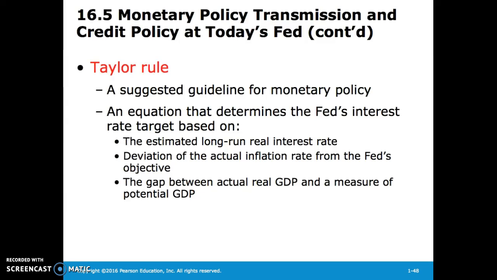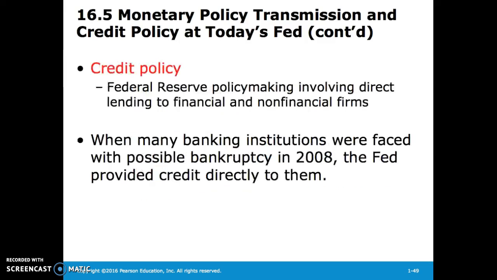It looks to determine the Fed's interest rate target by looking at the estimated long-run real interest rate, the deviation of the actual inflation rate from the Fed's objective, and the gap between actual real GDP and a measure of potential GDP. Credit policy is Federal Reserve policy making involving direct lending to financial and non-financial firms.